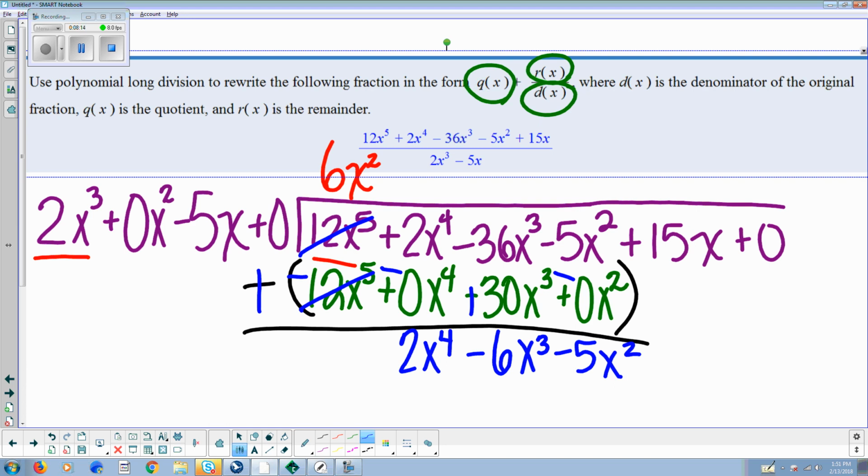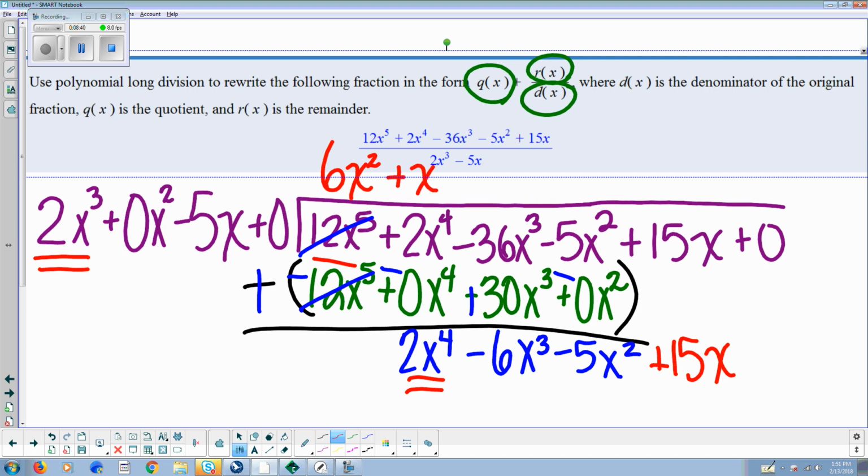The next step is brother, bring down. So I'm going to bring down plus 15x. So I'm bringing down one term. Now the algorithm begins again. I'm going to say, what can I multiply by 2x to the 3rd that would equal 2x to the 4th? Well, that would just be x.